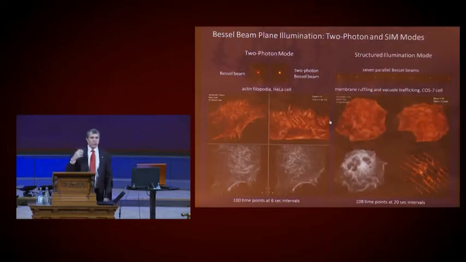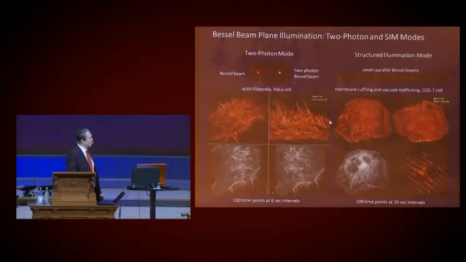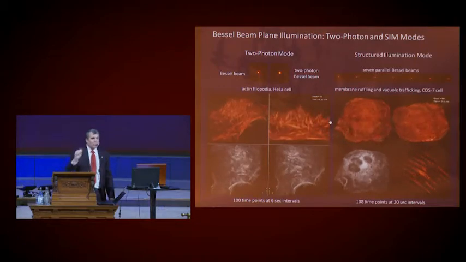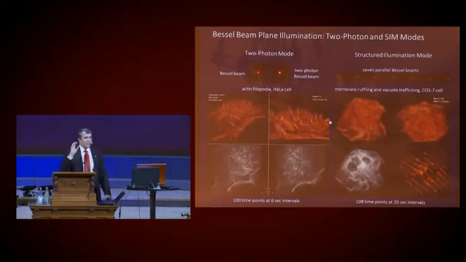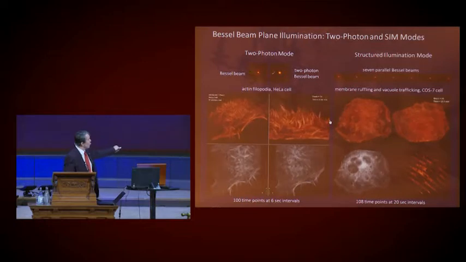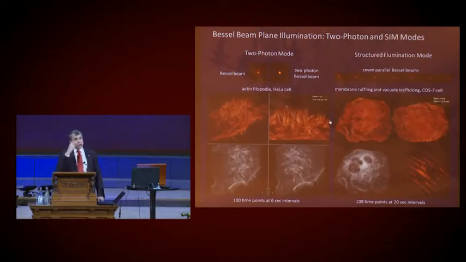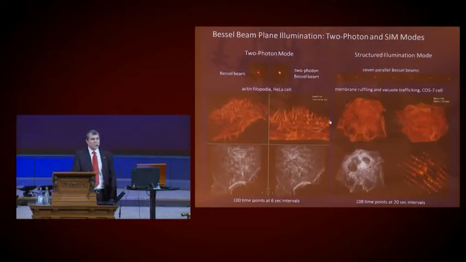So there's a problem with the Bessel beam approach, though, in that it's not just that little skinny pencil of light. In cross-section, it actually looks like a bullseye, and it has all of these side lobes. So in our case, we came up with two solutions to address that.